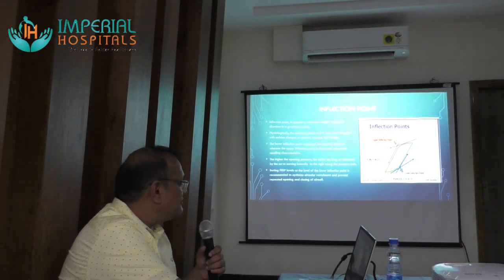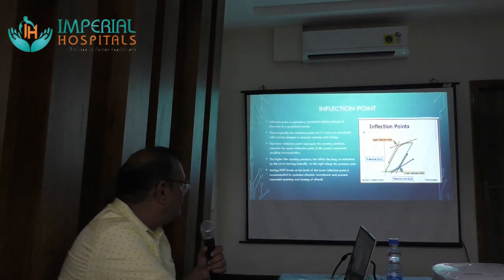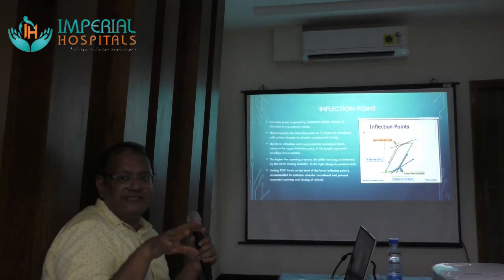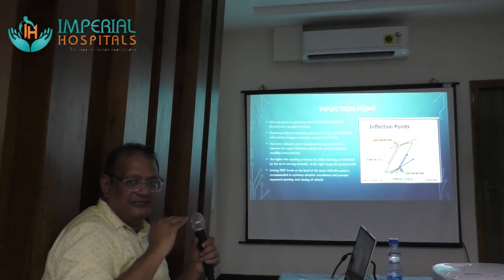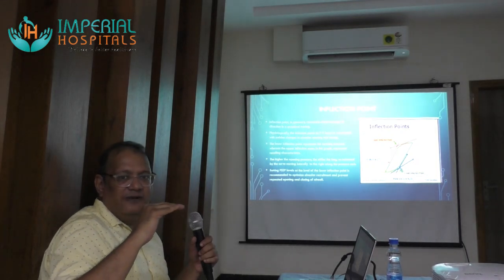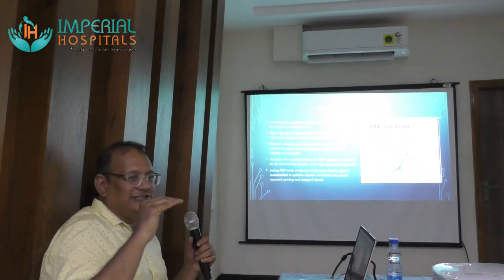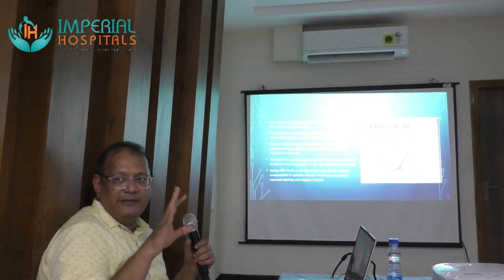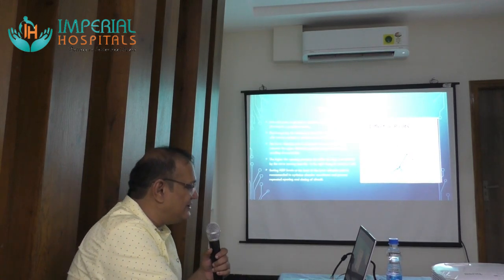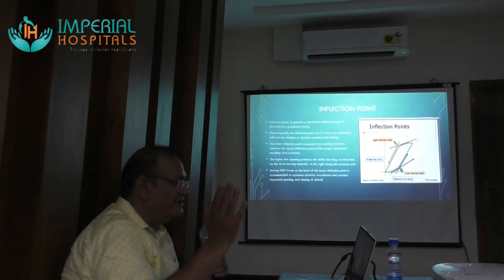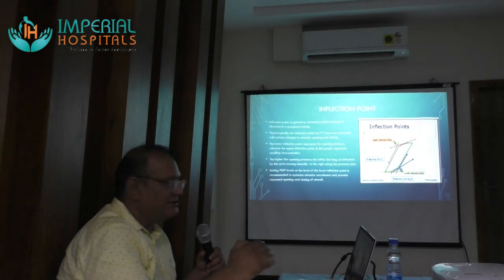So the lower inflection point will indicate the opening pressure, where alveoli will start opening. As the pressure keeps increasing, the volume will increase very slowly. But at a certain point, the volume will start showing an abrupt increase. That means this is where alveolar recruitment has started. The upper inflection point will be where de-recruitment is occurring.